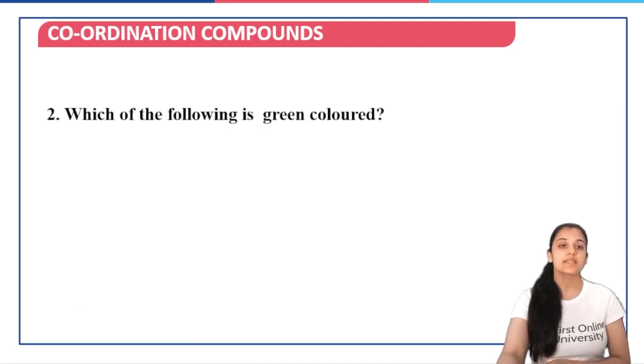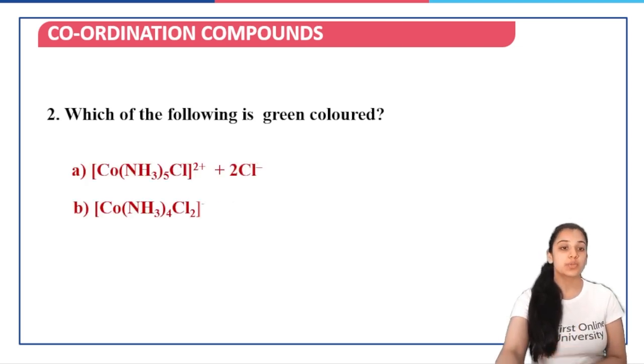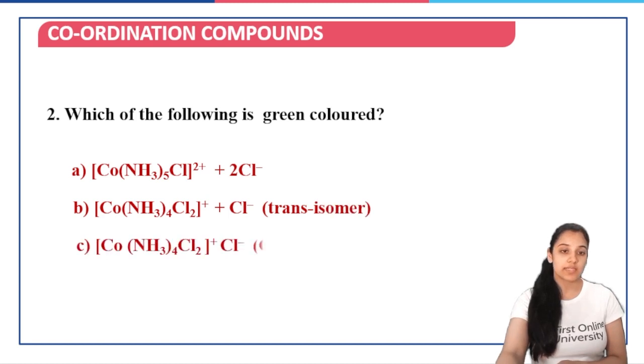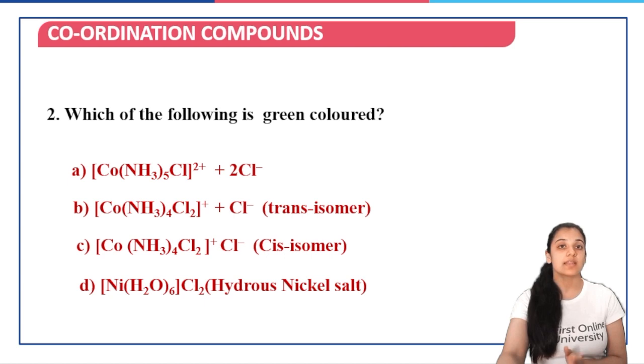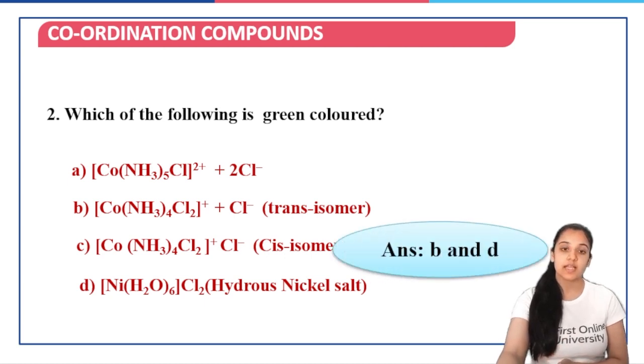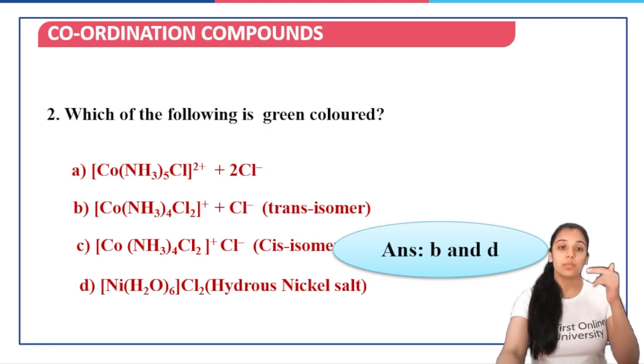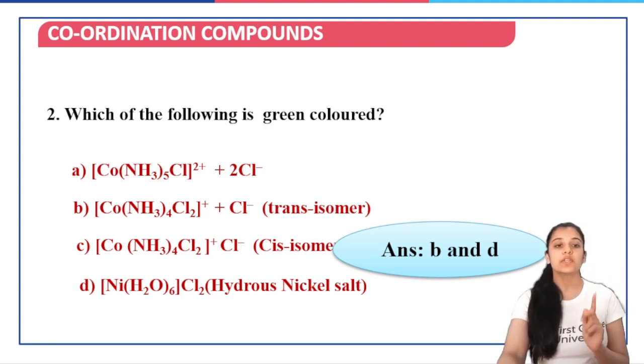Second question is, which of the following is green colored? As I told you, the colors are very important. So you should be able to answer this question by yourself. This is a very common question that can be asked in the exam also. So the correct answer is both B as well as D. Now, B we have studied already, but remember that nickel 2 plus salts are usually green in color. So option B and D both are right answers.